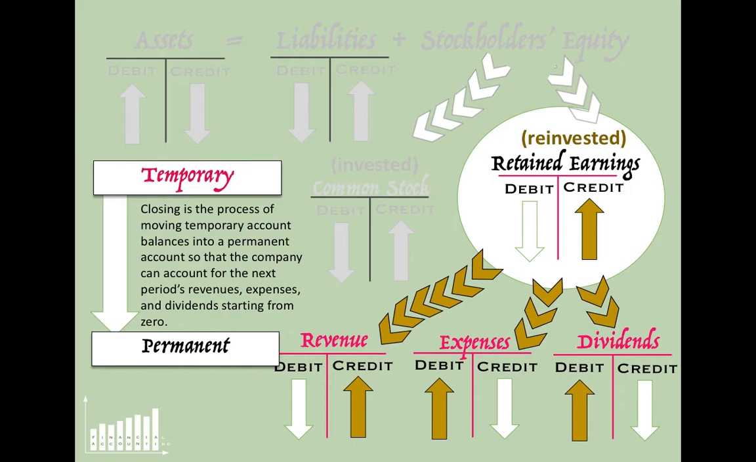Now we can't just delete them. We can't just delete the balances, because then our whole equation becomes unbalanced. So we have to move the balances from those temporary accounts into a permanent account, and that account, as is here on the screen, is retained earnings.